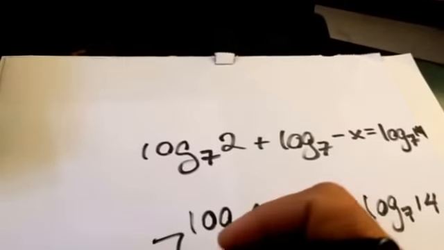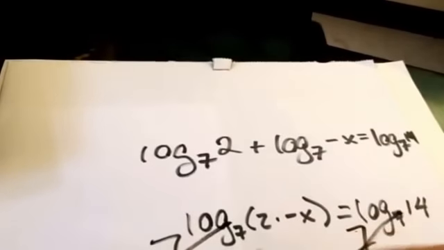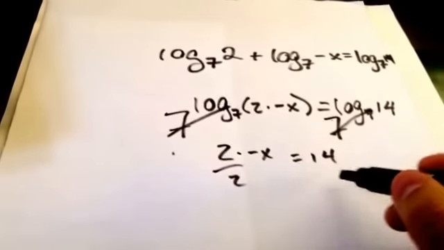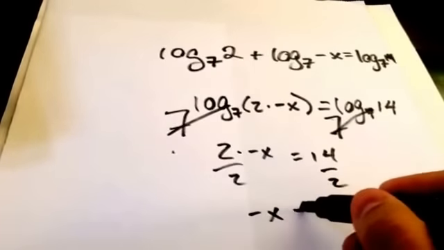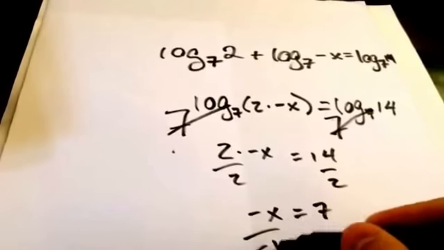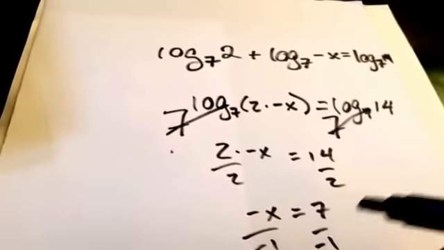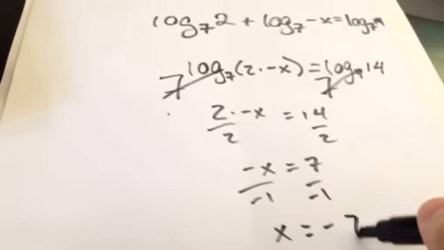Now because this is a log base 7, if I take it to 7 to the power of log base 7, it's going to cancel out. Whatever I do to one side, I have to do to the other. These are both going to cancel out. So I'm going to have 2 times negative x equals 14. Divide by 2. I'm going to have negative x equals 7. Divide by negative 1. And I have x equals negative 7. And that's it. Do another one.